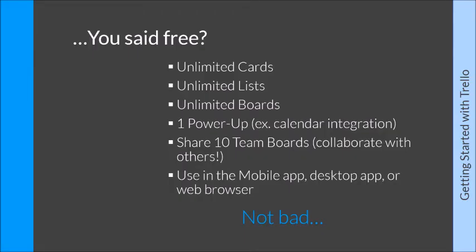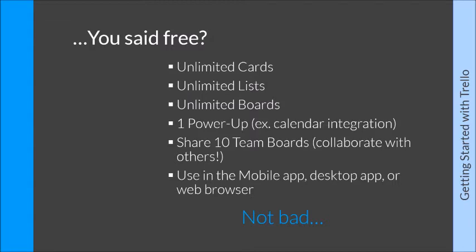So I mentioned before, Trello is free for its basic features. With free, you get unlimited cards. So that's unlimited to-do items. Unlimited lists. So those are unlimited statuses and unlimited boards. You also get 1 power-up only. That's the main limitation of the free version of Trello. So for example, if you decided that you wanted to connect Trello to your calendar, that is the only power-up you can use. You can't use the other power-ups like for Evernote or for Google Maps or any of that.